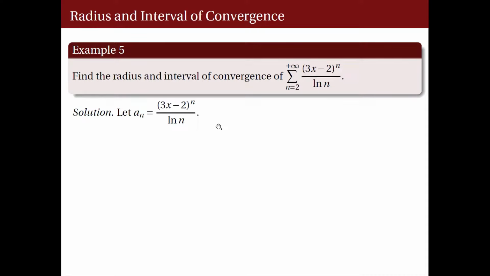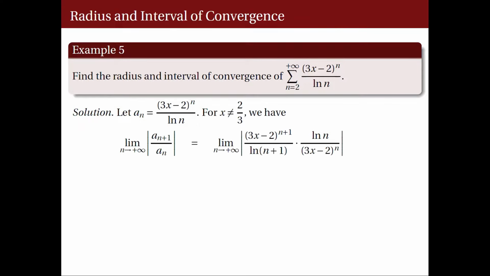Now let's consider the nth term of the power series, which is equal to (3x minus 2)^n over ln n. For x is not equal to 2/3, we have the limit of the absolute value of a_(n+1) over a_n as n approaches positive infinity is equal to the limit of the absolute value of (3x minus 2)^(n+1) over ln(n+1) times ln n over (3x minus 2)^n as n approaches positive infinity. We can simplify this expression by cancelling (3x minus 2)^n, and therefore, this limit is equal to the absolute value of 3x minus 2 times the limit of ln n over ln(n+1) as n approaches positive infinity.